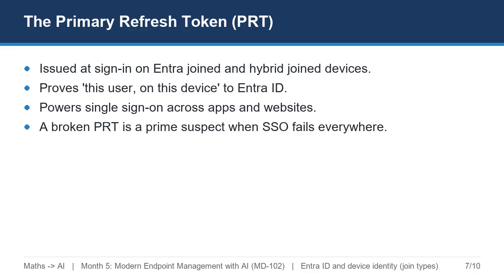When a user signs in on an Entra joined or hybrid joined device, Entra hands out a primary refresh token, or PRT. At a high level, the PRT proves this user on this device, and it lets the machine quietly grab tokens for apps and sites without prompting again. That's what gives you single sign-on. So when single sign-on suddenly breaks across many apps at once, a missing or broken PRT should be near the top of your suspect list.